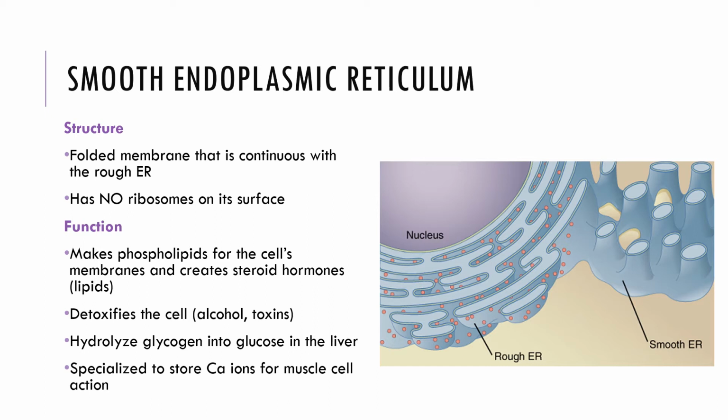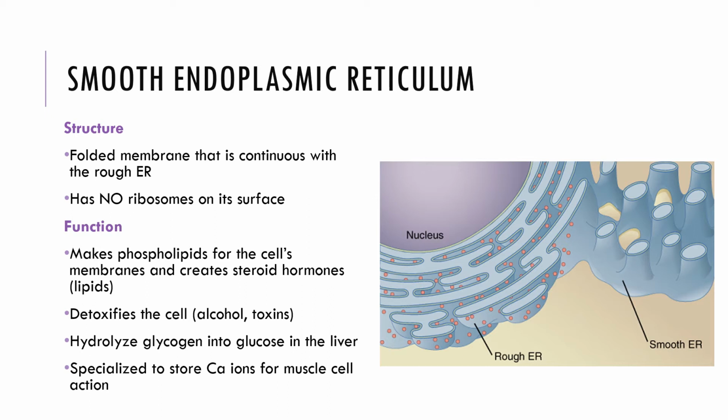It detoxifies the cell, so whenever toxins come in, like alcohol, it will pass through the smooth ER, and the smooth ER will be able to eliminate those toxins or neutralize them so they don't affect the cell as much anymore. It turns glycogen into glucose in the liver in case we need a quick jolt of sugar in our blood to be able to get through a difficult period like a fight or flight situation.